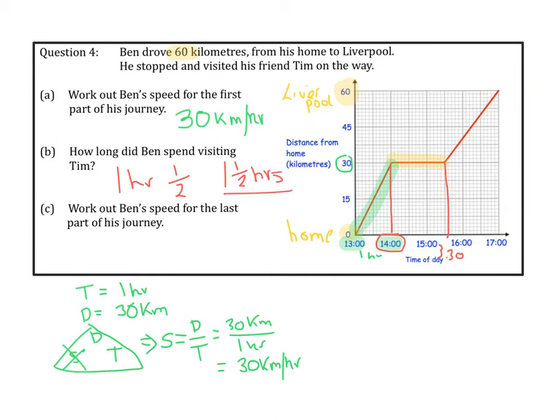Okay, so the last bit, work out Ben's speed for the last part of his journey. Now I'm going to look at this slightly differently this time. So you can use the distance, speed, time triangle or you can use gradient. So I'm going to show you how to use gradient here. So gradient always represents the rate of change. So that's the rate of change of the distance and time. So it's distance divided by time, which happens to be the speed.